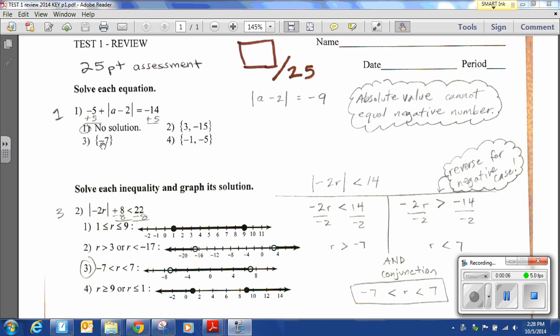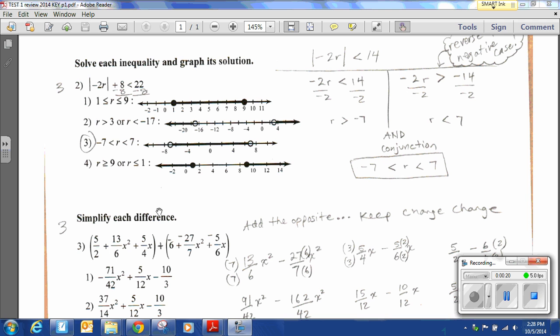So number one, what we have to do first is isolate the absolute value, add 5 to both sides. We end up with absolute value of a minus 2 is equal to negative 9. As you know, the absolute value cannot equal a negative number, so we stop right there. We say no solution.